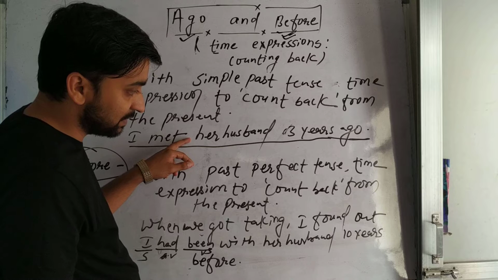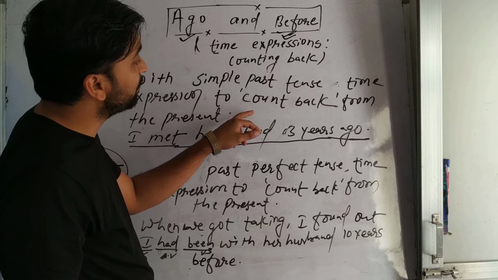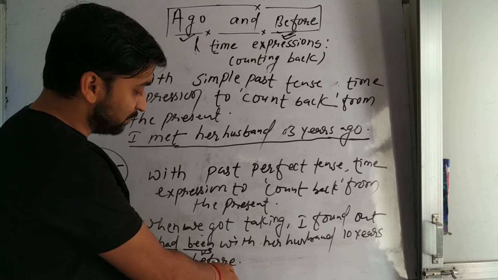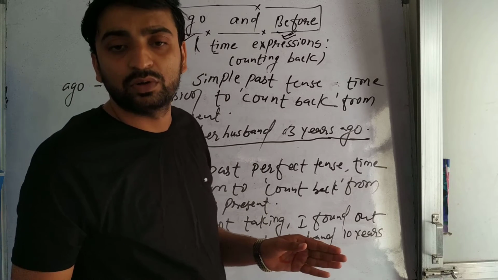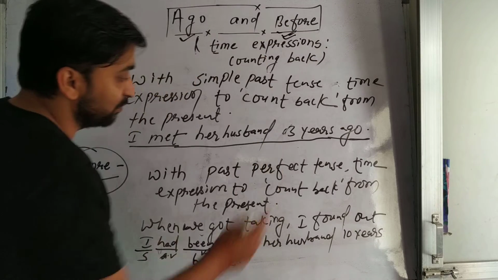One difference is this. The other difference is ago takes you back from the present, but before too takes you back from the present, but it takes you more back. When you talk about the past perfect, it takes you more back from the past moment.